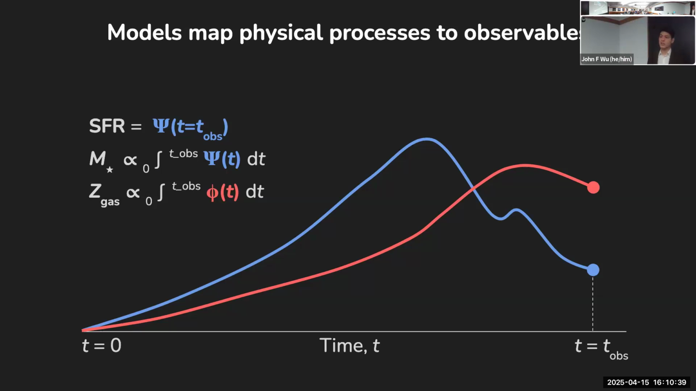We obviously can't watch galaxies grow and assemble stars in real time over 13 billion years. So we could model in simulations, but from an observational standpoint, I think a lot about things like the star formation rate, which is that rightmost endpoint of the blue curve at the time of observation. We might care about the total stellar mass that has formed within the galaxy. This is proportional to the integral of that blue curve, right?